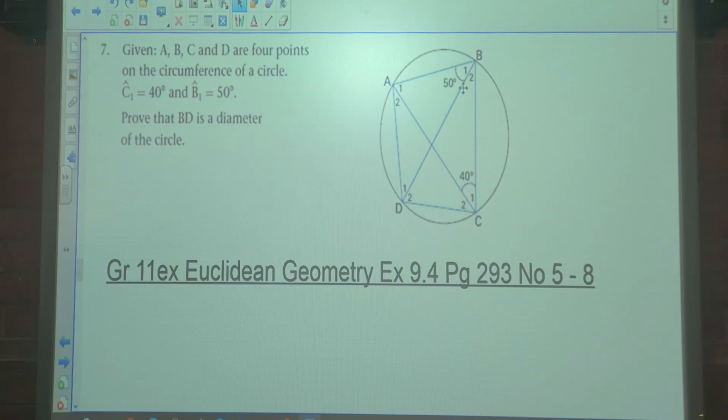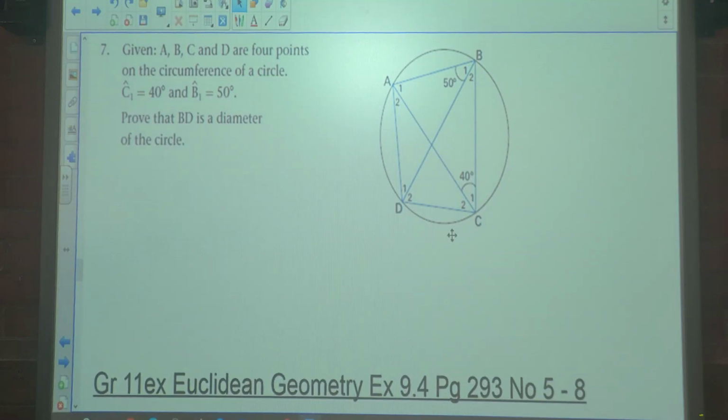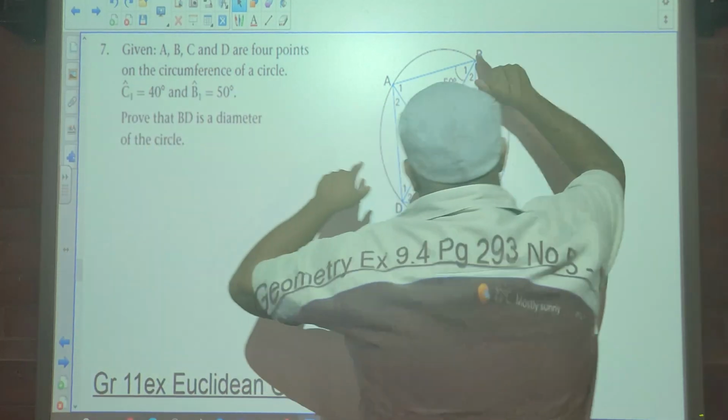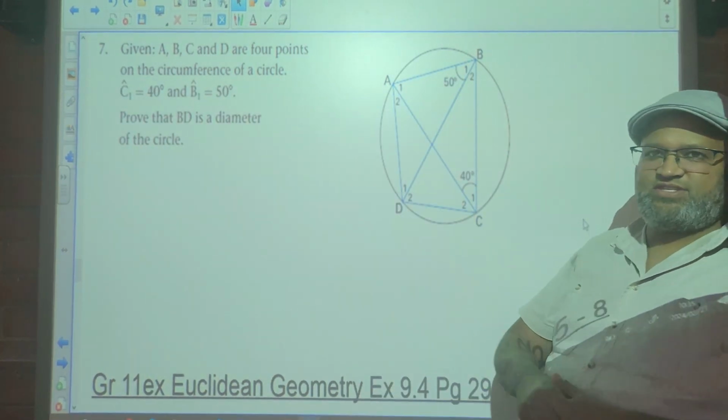If this is 90, then what is BD? The converse of angles in the same segment. Prove that BD is the diameter. Oh my word, we just did it in our head. Can you believe it? Okay. The question says prove that BD is the diameter of the circle.